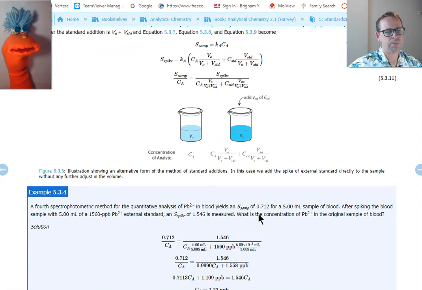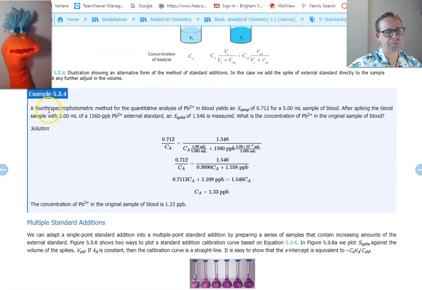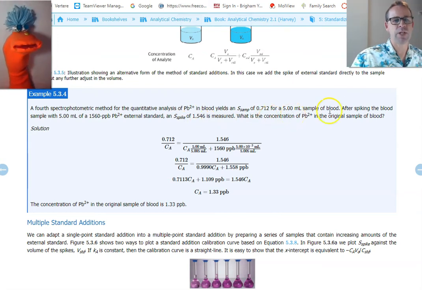So let's see if we can answer this question here. We're using the same type of setup. We're analyzing lead in blood. We got a sample of 0.712 for a 5 milliliter sample of blood. After spiking the blood with 5 microliters of 1560 parts per billion lead, an external standard, a spike signal of 1.546 is measured. And we want to know what's the concentration of lead in the original sample of blood.